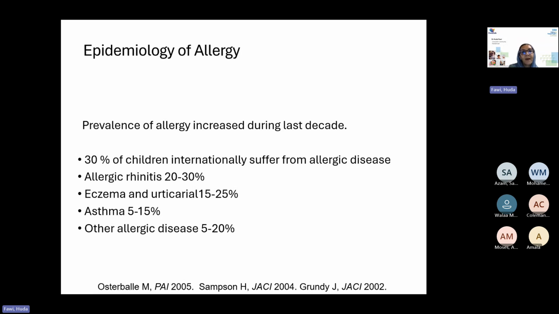Why are we talking about allergies? Allergy now is an increasing problem. Over the last decades, we know that 30% of children internationally suffer from allergic disease. Allergic rhinitis is increasing by 20 to 30%, eczema and urticaria by 15 to 20%, as well as asthma and allergic disease. What we do know from the recent data is 1 in 3 adults do present with allergic problems, and allergy has increased, so the presentation of children has increased by 160%.